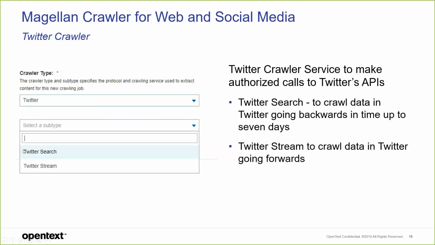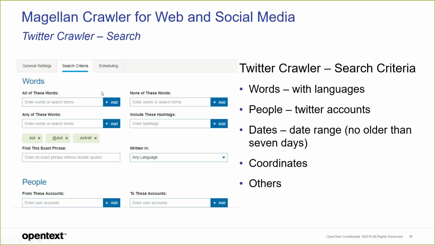For the Twitter crawler, basically we follow the Twitter APIs, right? Twitter actually has two APIs, Twitter Search and Twitter Stream. Twitter Search will crawl backwards in time. Twitter Stream will collect data going forward. So depending on what you want to do, we'll define which of those options you want to choose.